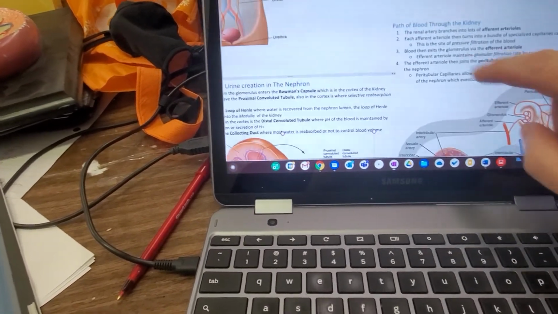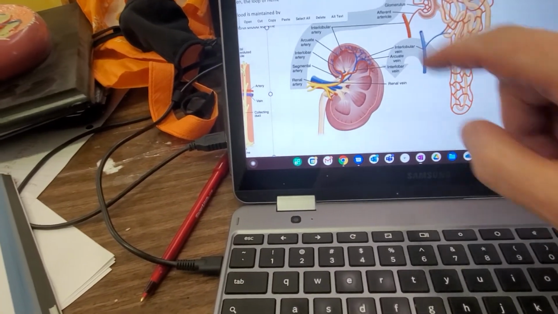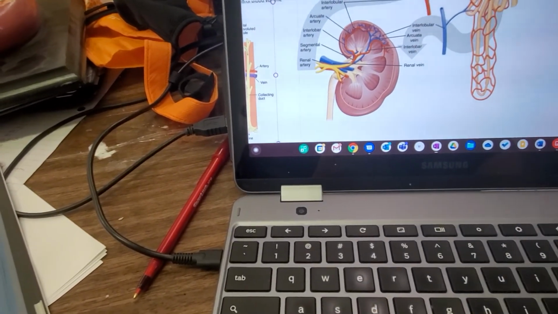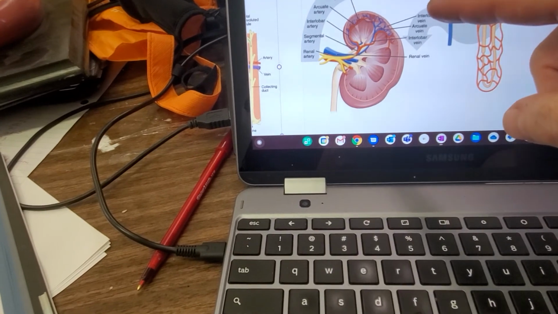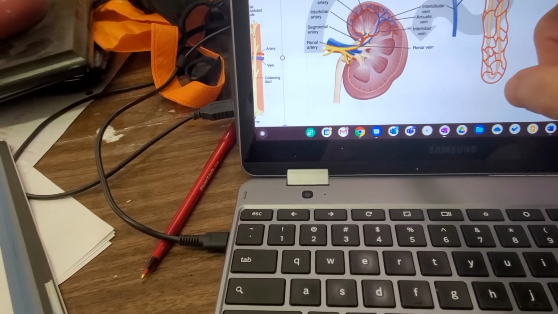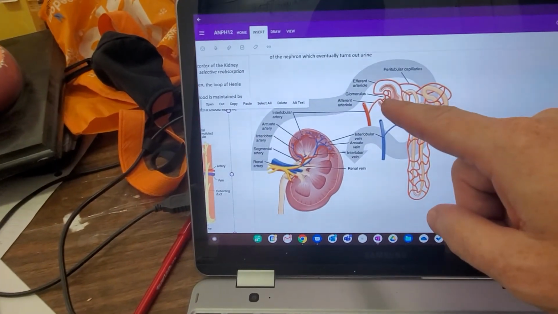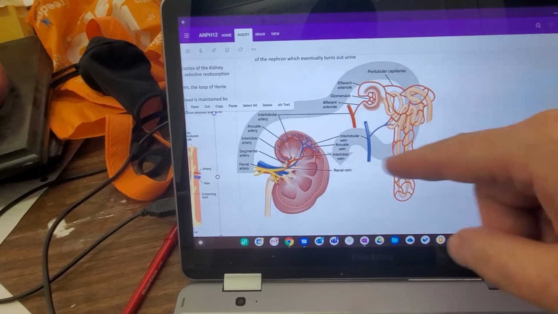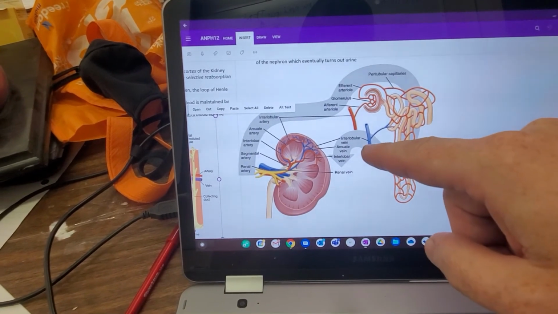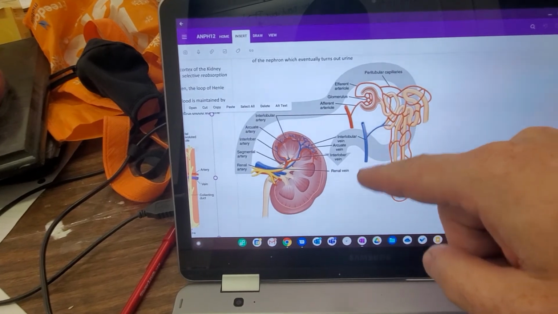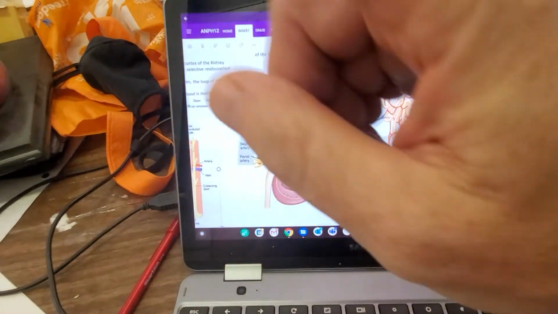We talked about the blood vessels. We have the renal artery, the renal arterioles, the afferent arteriole that leads into the glomerulus, then the efferent arteriole, the peritubular capillary network, where lots of exchange happens, and then we transfer over to the renal venule and then the renal vein, and off you go to the body.